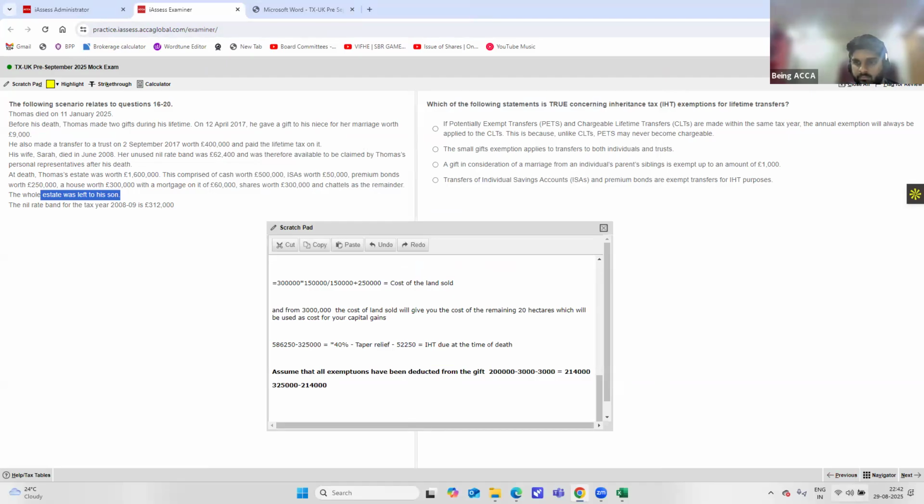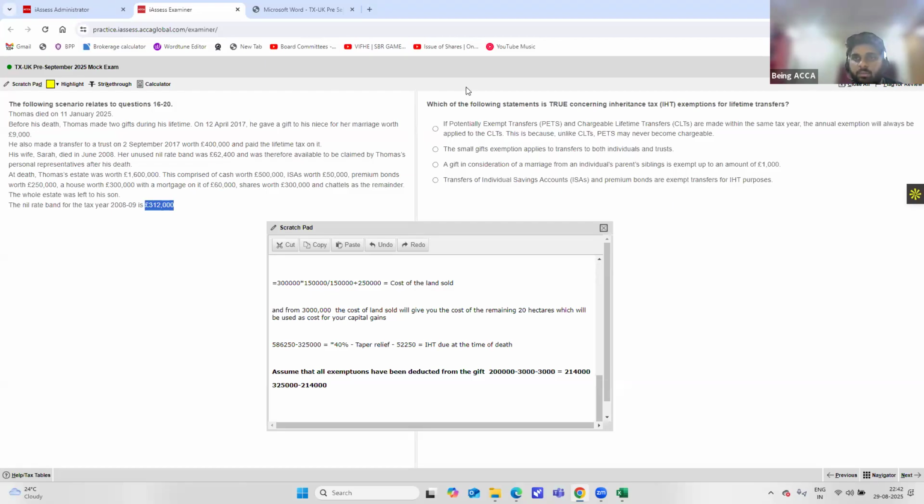Okay. So these are the things that you should be considering. Next, we have nil rate band for the tax year 2008 to 9 is 312,000. That means when Sarah died, her nil rate band available was 62,400 out of the 312,000 that was the nil rate band at that point of time. That is what you should be remembering here.